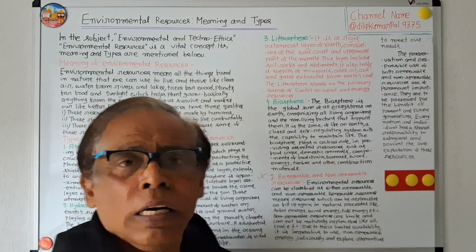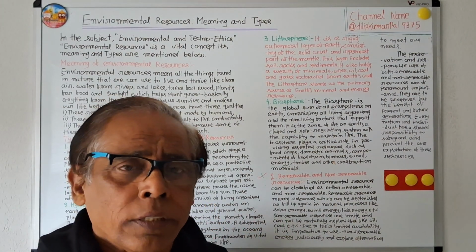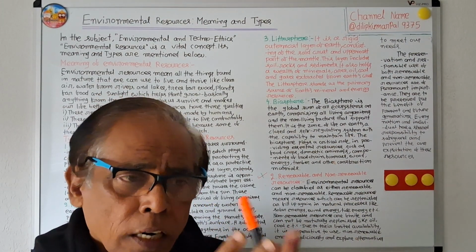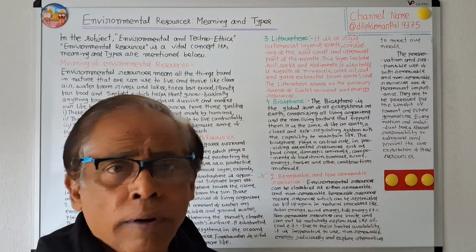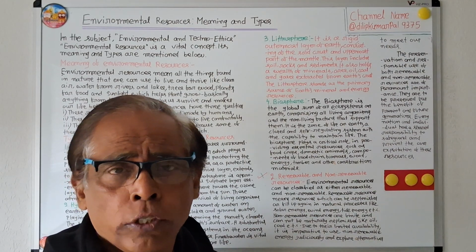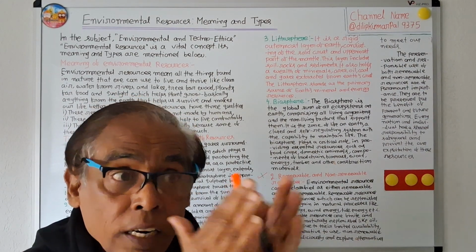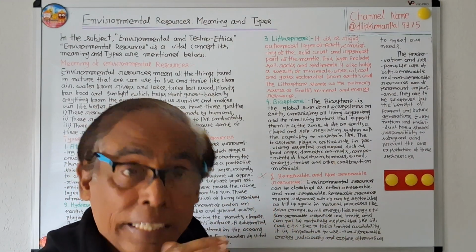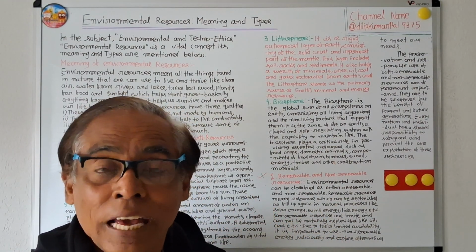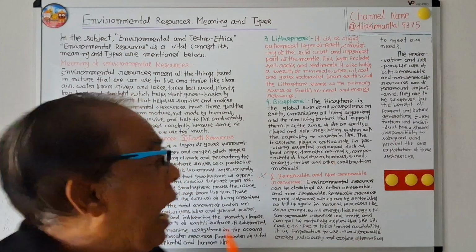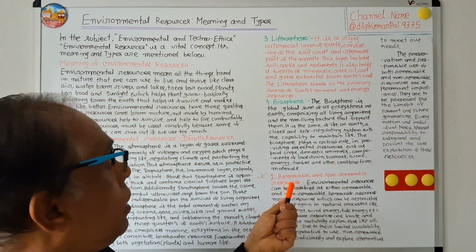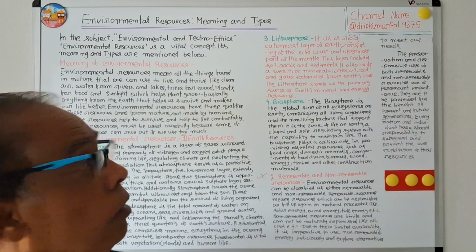So we are clear about the meaning of earth resources and the categories of earth resources. We are clear about the meaning of environmental resources and the categories of environmental resources. Environmental resources have two categories: earth resources, and renewable and non-renewable resources.